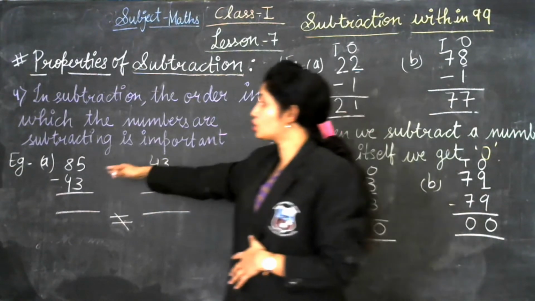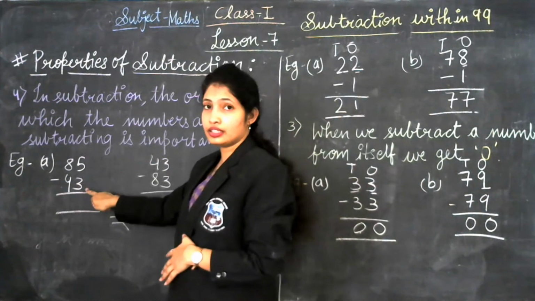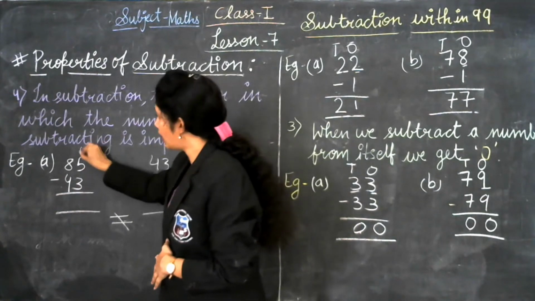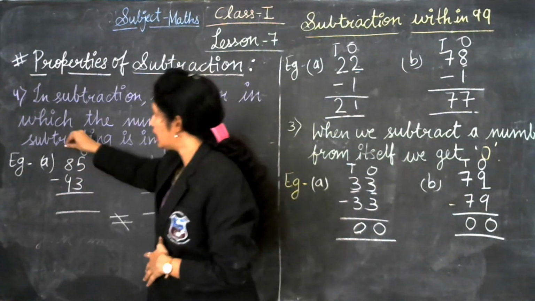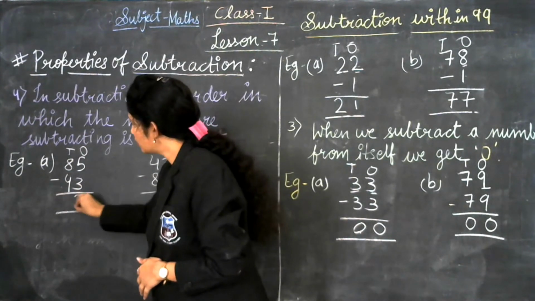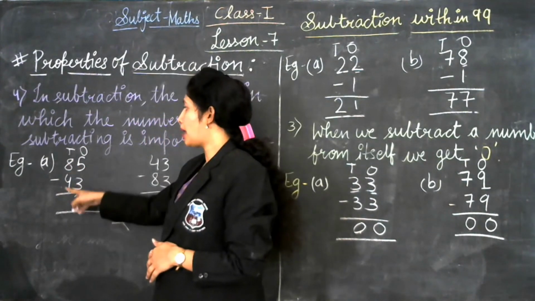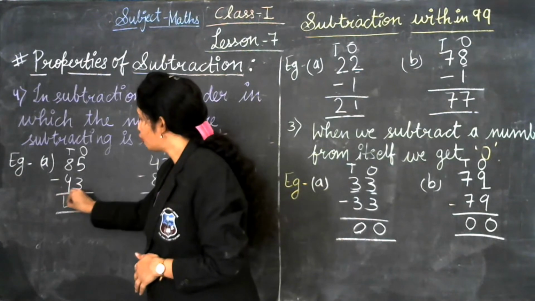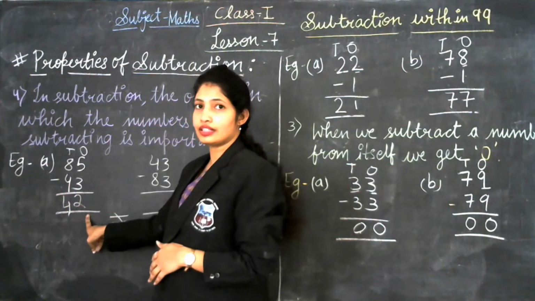Let's solve this question. Firstly we will write, 5 is in ones place, 8 is in tens place. So 5 minus 3 we get 2. 8 minus 4 we get 4. So we get the answer 42.